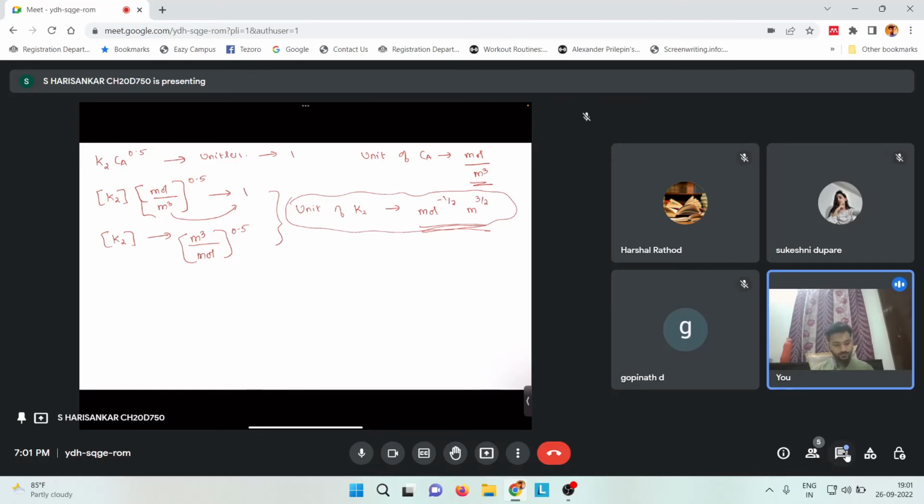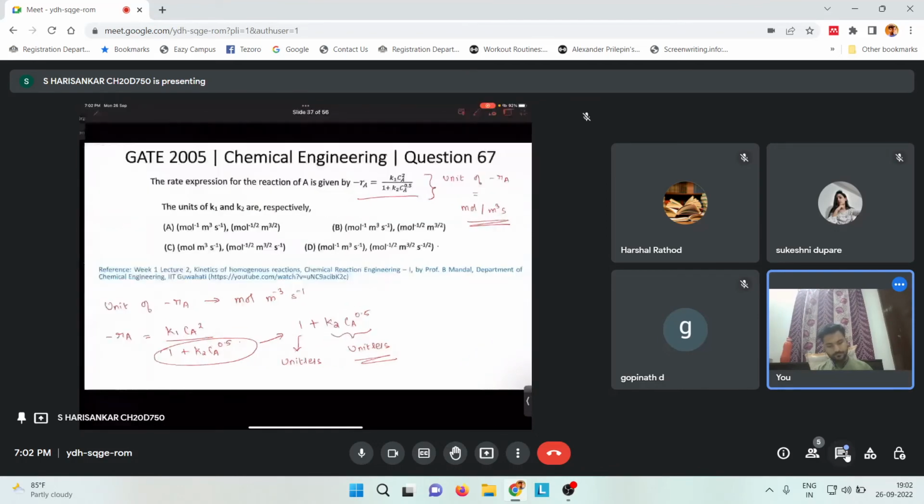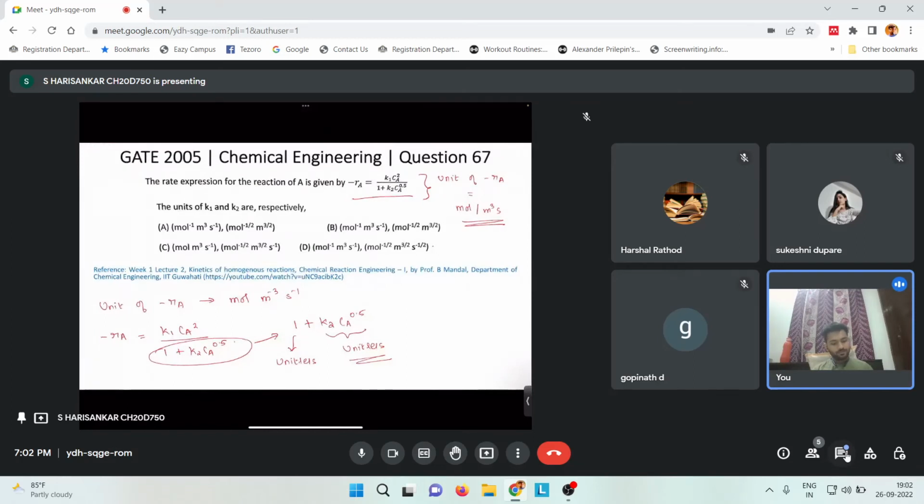So in these options, option A basically has this unit mole raised to minus 1 by 2 meter raised to 3 by 2, and option B also has this. So we can't just proceed with the unit of K2. So what we'll do, we'll find the unit of K1 as well.